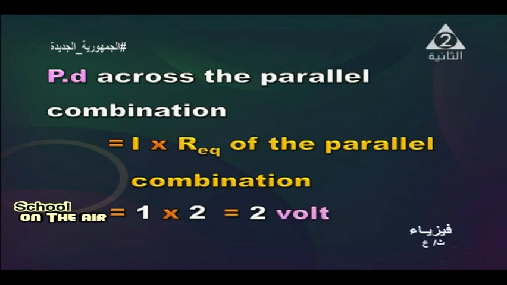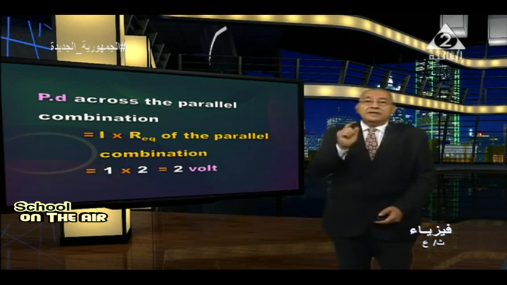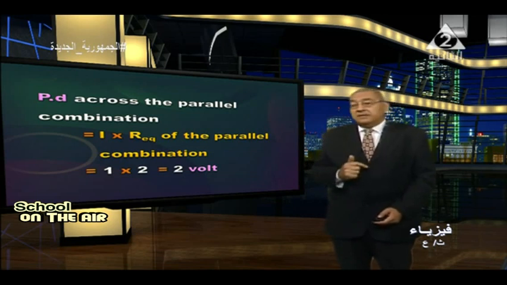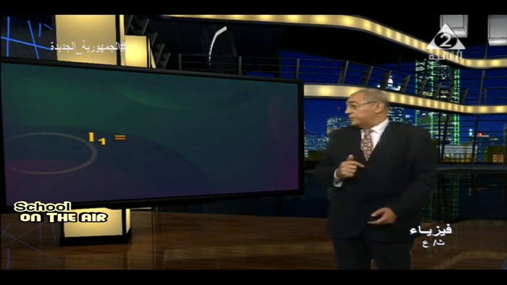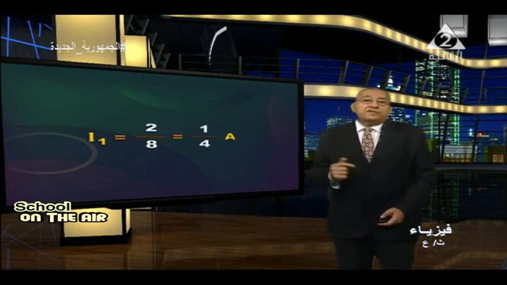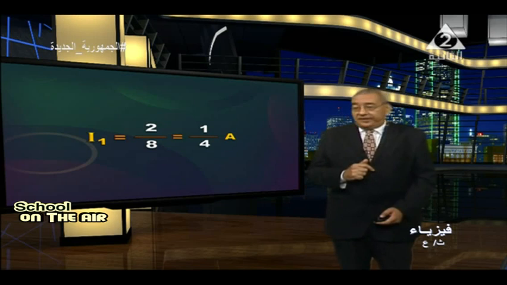Now it's all easy to obtain the current. The current equals voltage divided by resistance. Voltage is 2, resistance is 8. So it is 2 over 8, which is 1 over 4. 1 over 4, of course, is 0.25.